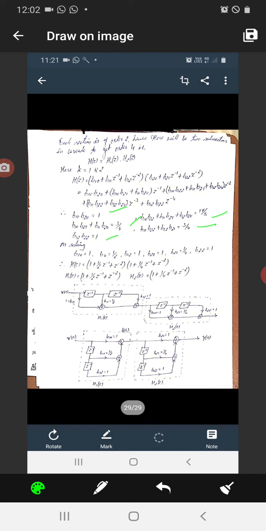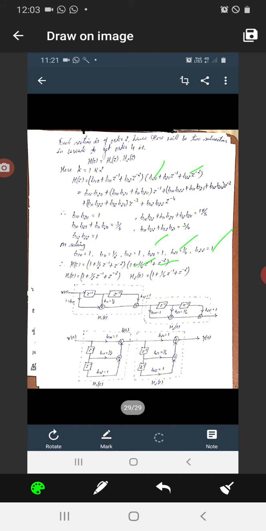I hope you know how to solve this. After solving this, you will be getting the coefficient values: b10 as 1, b11 as 1 by 2, b12 as 1, b20 as 1, b21 as 1 by 4, b22 as 1. After getting this, just represent the coefficient values in the H of z equation. So h1 I can write as 1 plus 1 by 2 z inverse plus 1 z raised to minus 2. This is finished. Then go for the second. Here b20 is 1, b21 is 1 by 4 z inverse, then b22 is 1, z raised to minus 2.